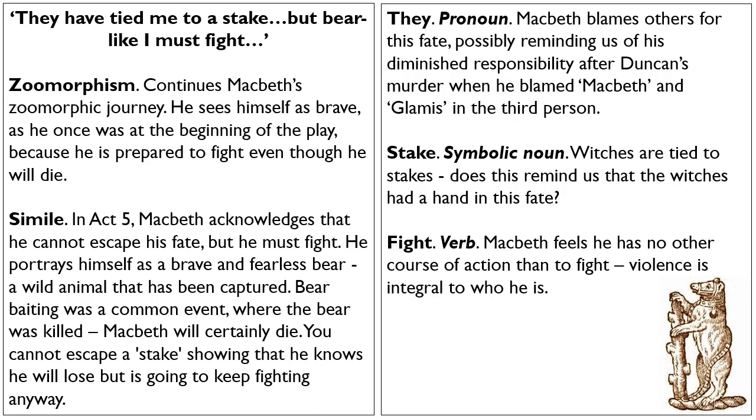We've got the pronoun "they." Macbeth is blaming other people for his fate, a mysterious they, whoever they might be. This reminds us that this man has diminished responsibility. When he killed Duncan, he blames Glamis, he blames Cawdor, he blames Macbeth in the third person because he doesn't want to accept responsibility for himself doing it. Again here he wants to deflect and blame somebody else. "They have tied me to a stake." He almost cannot accept that it is his actions that have led him here.